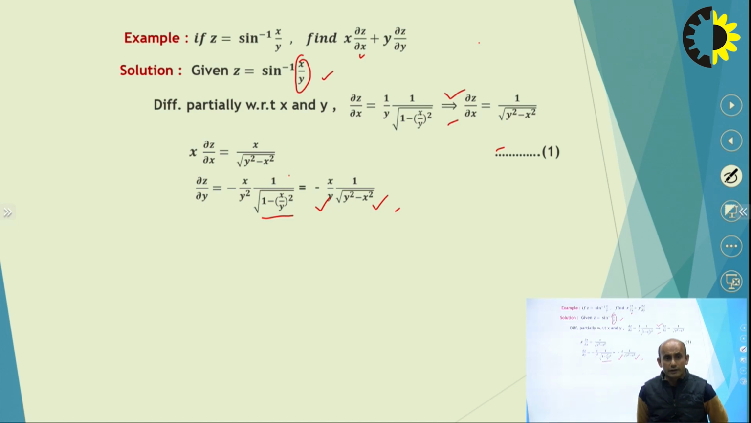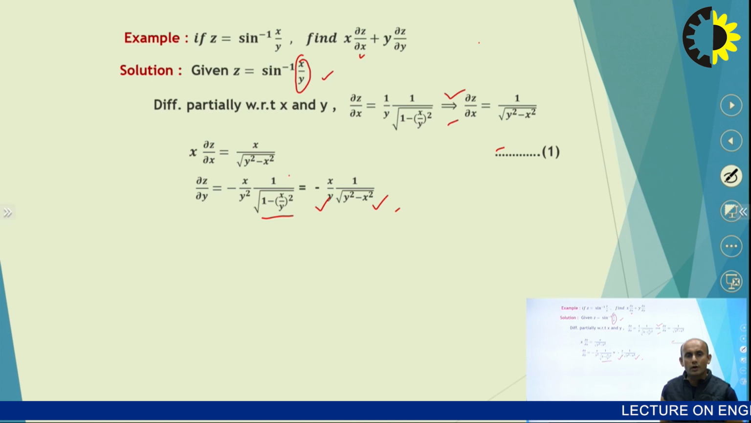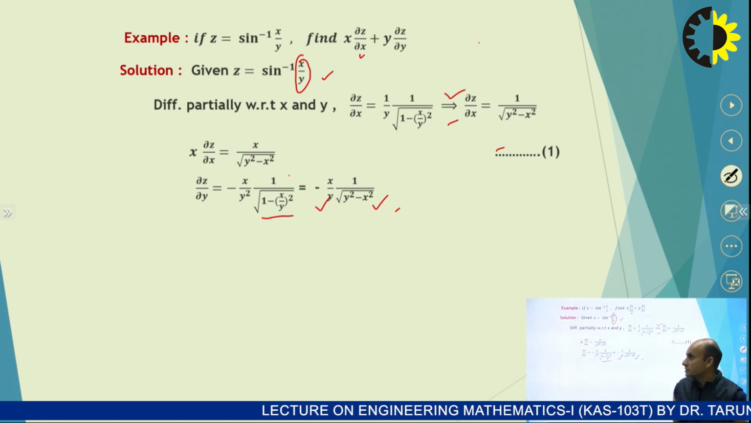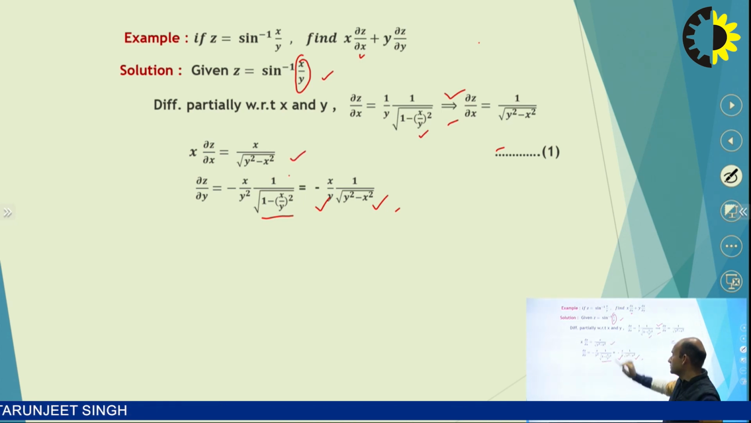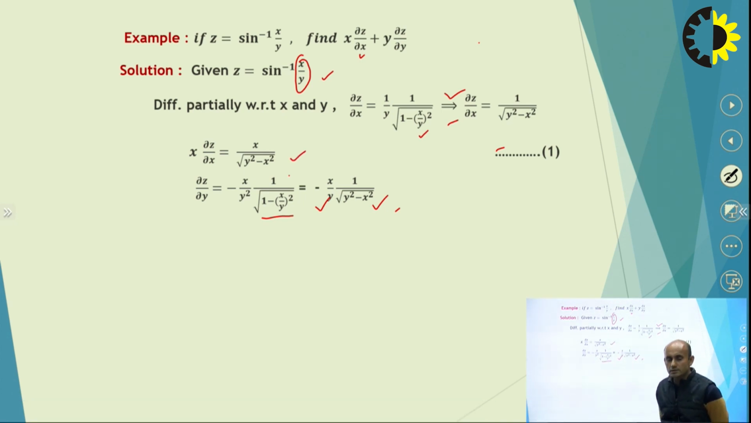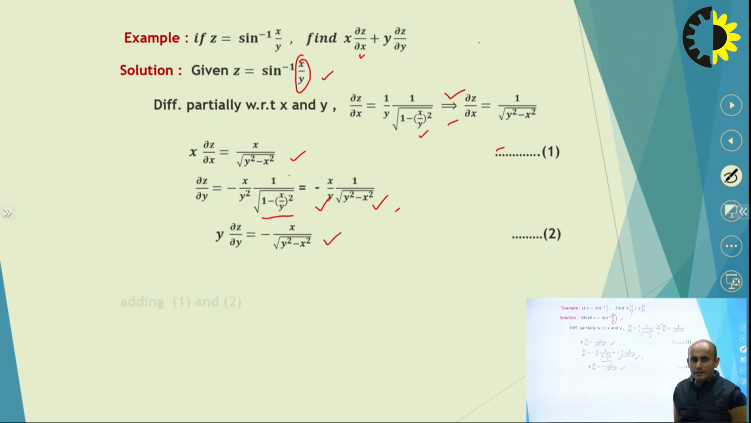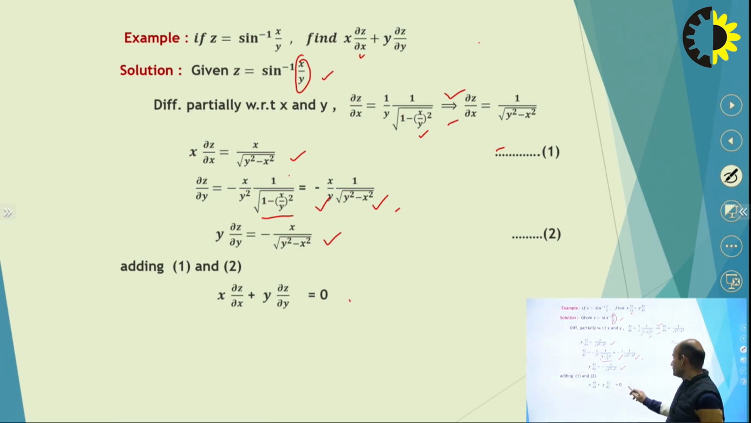But here we have to find the function which is x del z upon del x plus y del z upon del y. It means first we have to multiply the function del z upon del x with x, which is x upon root y square minus x square, and y del z upon del y will be minus x upon root y square minus x square. So after adding these two, we get the value of x del z upon del x plus y del z upon del y, which is equal to 0.